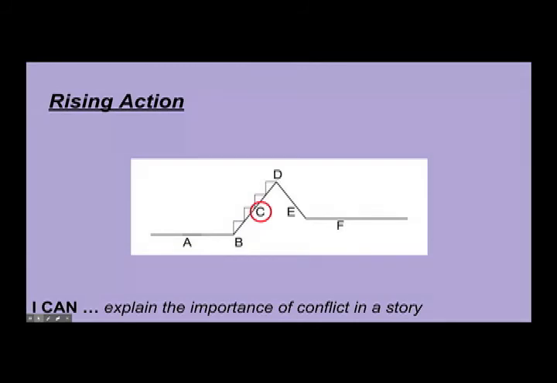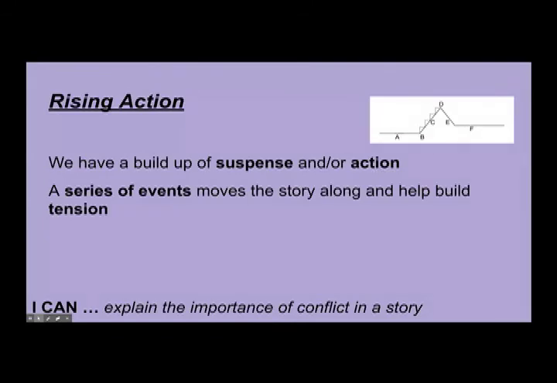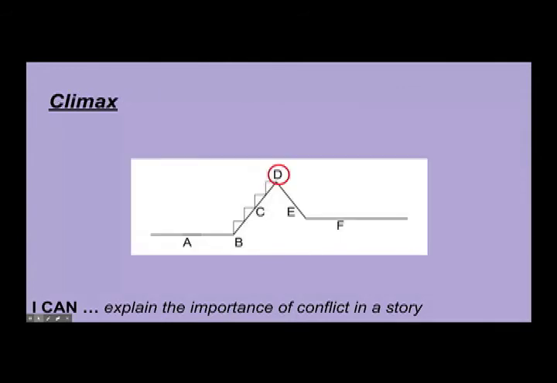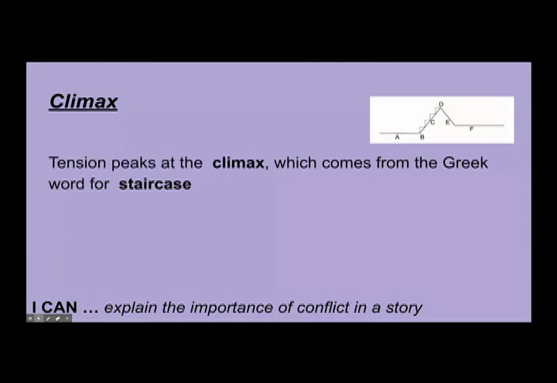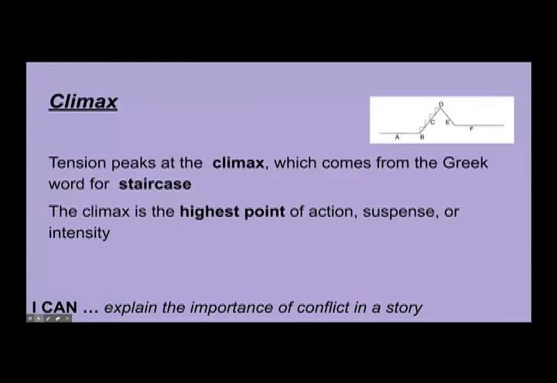And that will bring us to the rising action. We have a buildup of suspense or action when we have rising action. It's a series of events that moves the story along, and it helps build tension. That leads us to the climax. The climax is where the tension is at its peak. Climax actually comes from the Greek word for staircase, and I've drawn this so that you can see the stairs on our plot map. So you can see the staircase there. The climax is the highest point of action, suspense, or intensity.